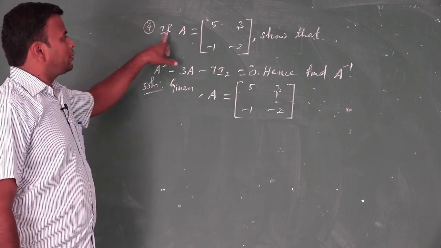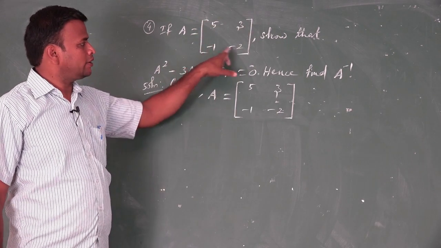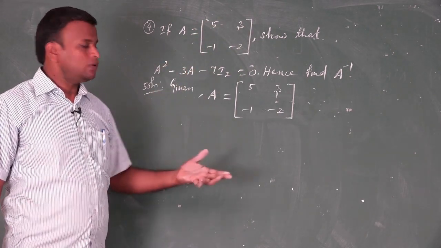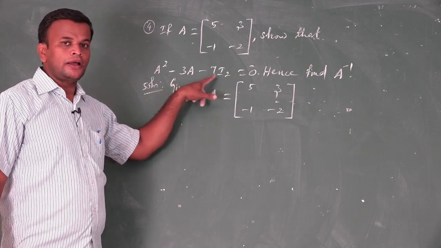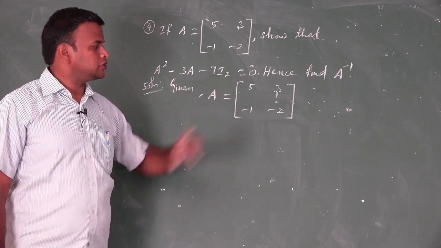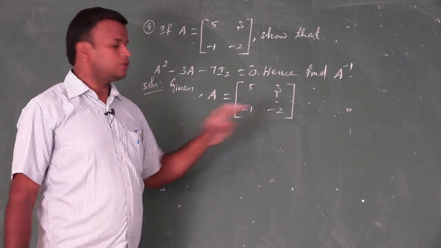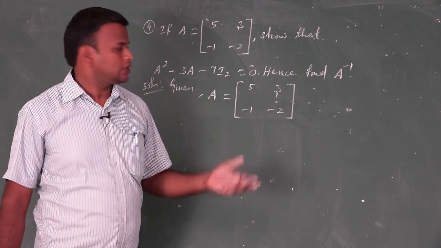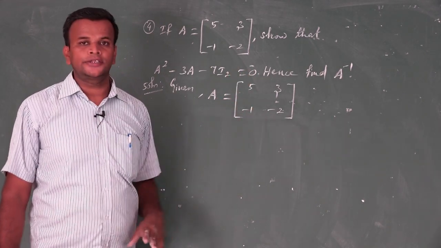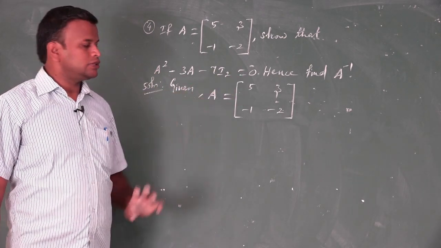Fourth question, the matrix A is given: 5, 3, minus 1, minus 2. Then show that A square minus 3A minus 7I2 is equal to 0. A matrix that contains all values 0 is called a zero or null matrix, so we write it as a 0 or zero matrix. Now show that the sum of these three values becomes 0.